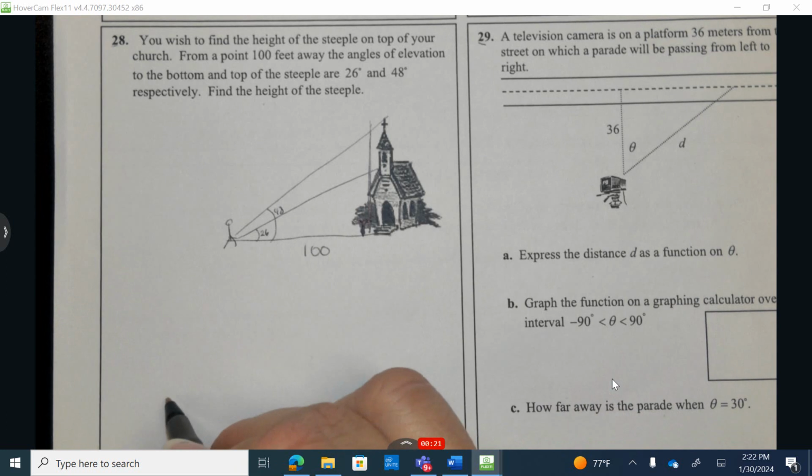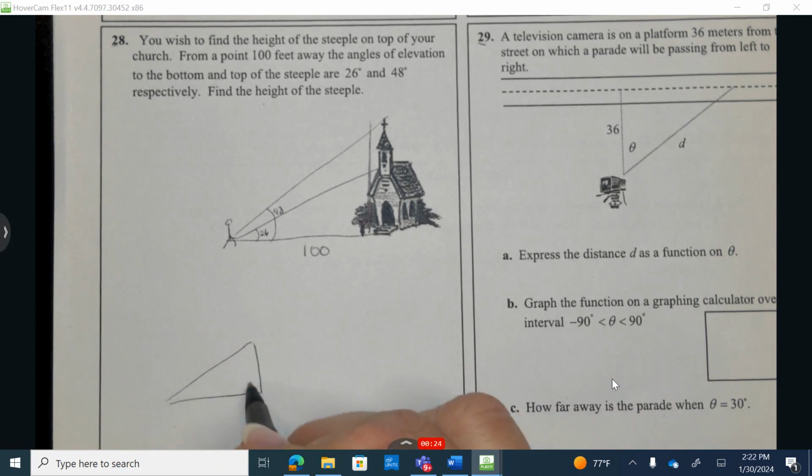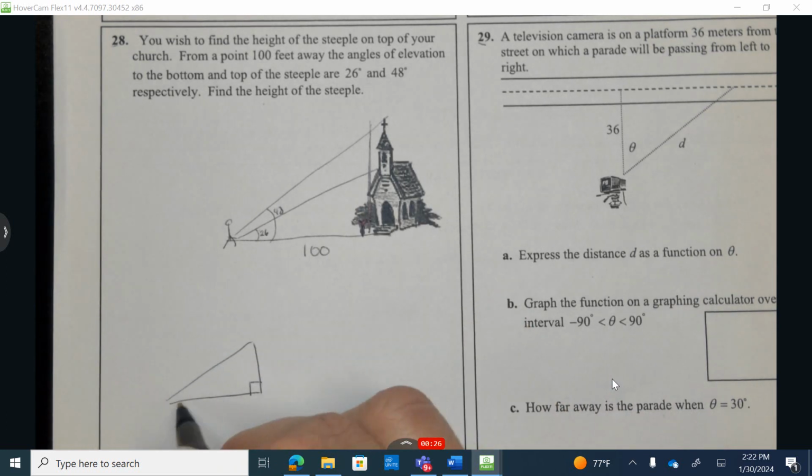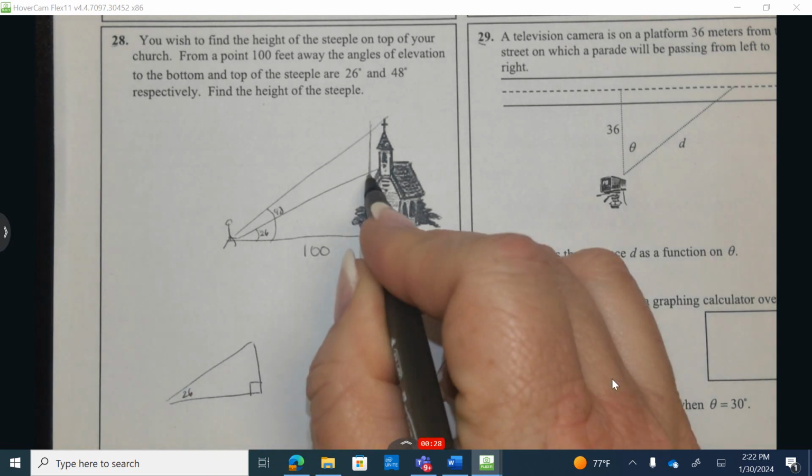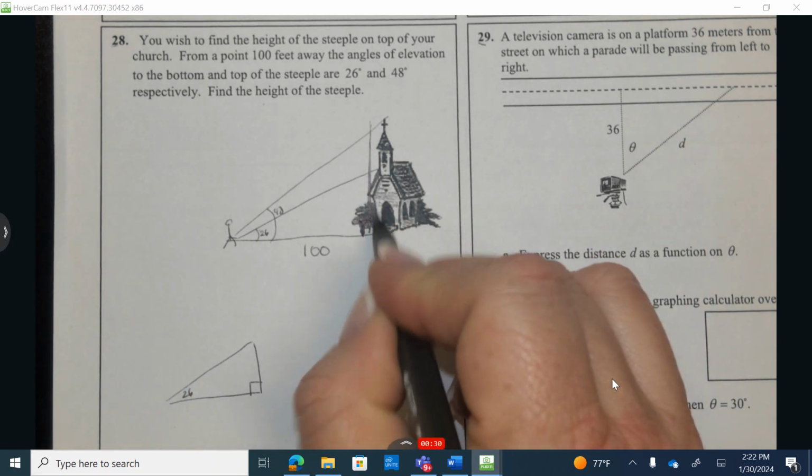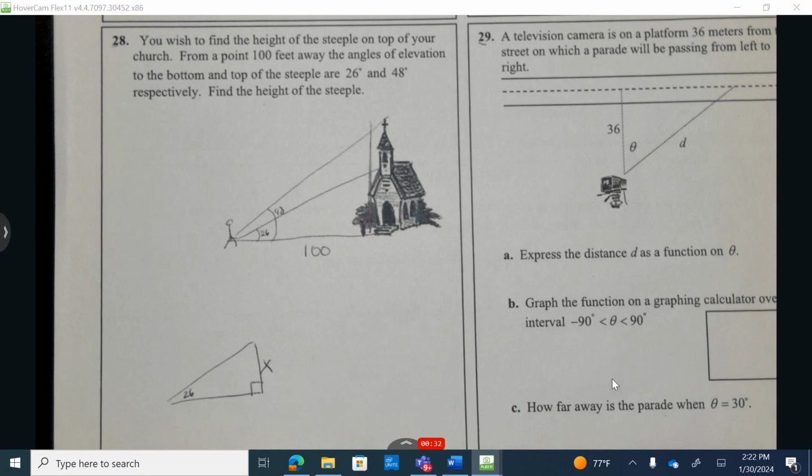So I'm going to draw this initial triangle. So we're going to do the small one. We know this is 26. We do not know the distance from the ground up to the bottom of the steeple. That's our unknown value. But we know this distance is 100.